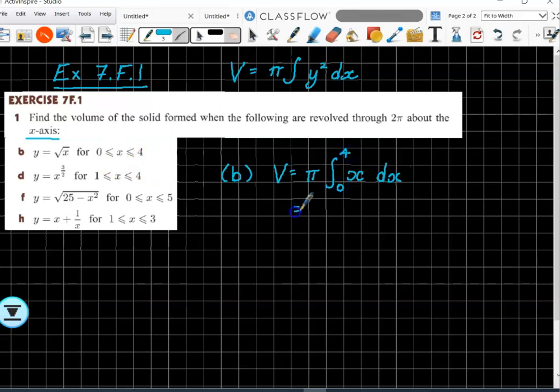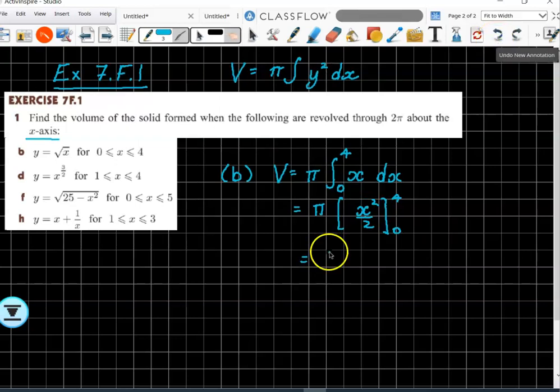If this was a question, you'd be laughing all the way to the bank. So we end up with pi times x squared over 2. 4 squared is 16, divided by 2 is 8. So we get 8 pi units cubed. Why isn't there anything else? Because obviously when I slap 0 in, it is 0. Simple, simple, simple. Happy days?